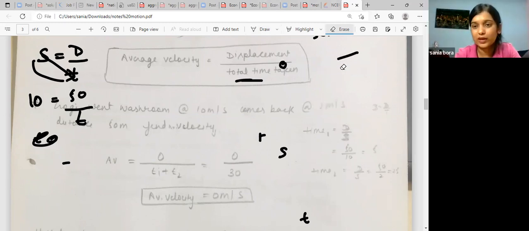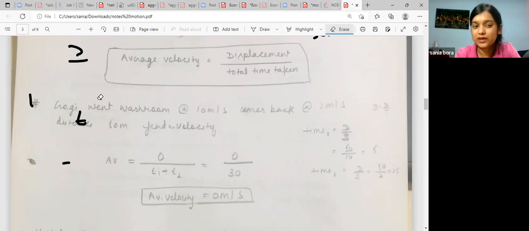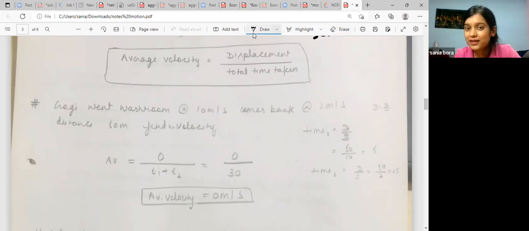I'll give you lots of questions for the assignment because you need a lot of practice for displacement and distance, because if it is not clear then it is tough, right?